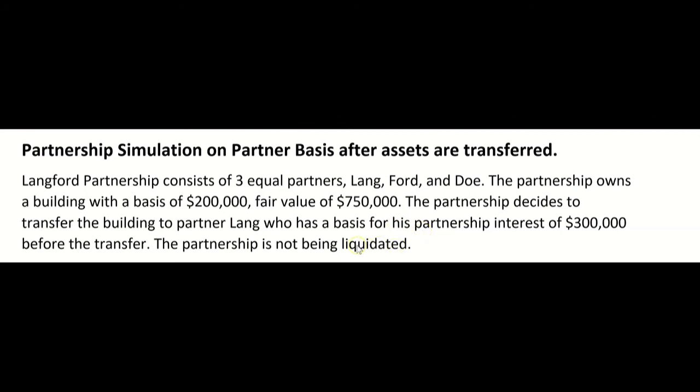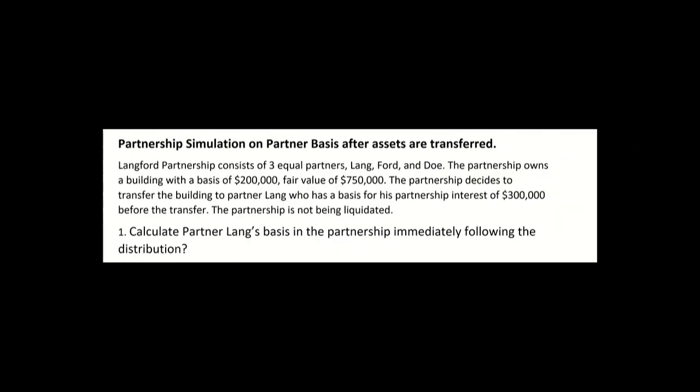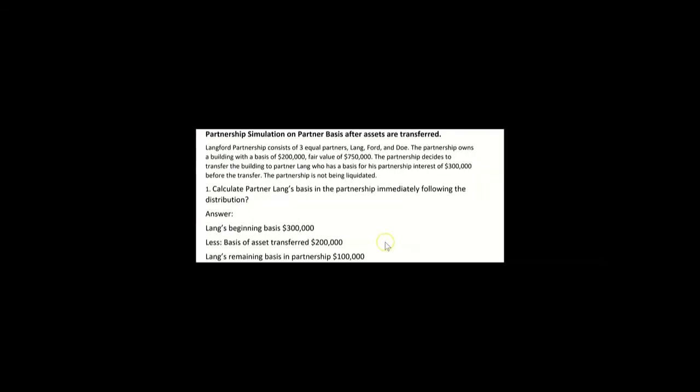Before the transfer, the partnership is not being liquidated, so it's a normal distribution. Question 1 wants us to calculate partner Lang's basis in the partnership immediately following the distribution. The facts tell us that Lang's beginning partnership basis is $300,000, and then an asset is getting transferred from partnership to partner Lang. Assets come out of a partnership. Do they come out at basis or do they come out at fair value? They come out at basis. So we'll subtract $200,000 from Lang's beginning basis, and Lang's remaining basis in the partnership is $100,000.